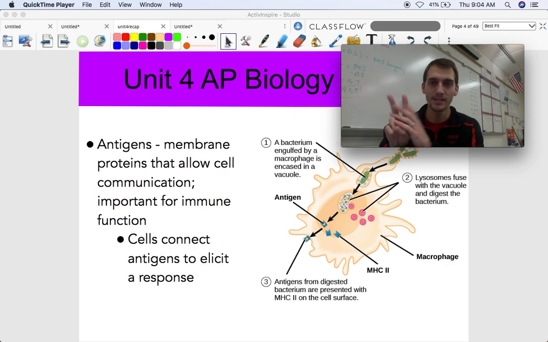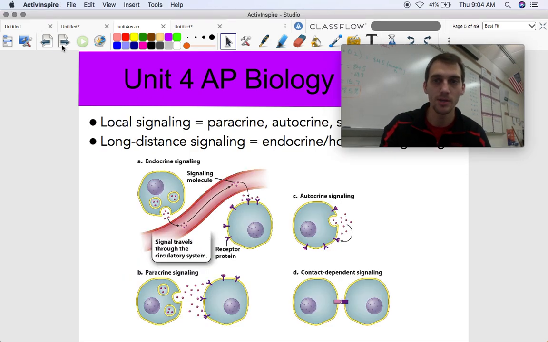I'm making this sign here because it's kind of like little signals on the cell membrane. It will recognize that antigen is not belonging in that organism, and then it'll take care of it. It'll kill it, or swallow it up and digest it. So that's what antigens are, and that's another form of direct contact communication.